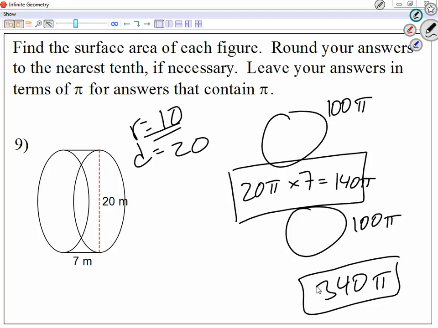Radius times radius. 10 times 10. Remember, the area of a circle is radius squared times pi. So it's always going to be the radius, you always multiply it by itself. So as an example, if the radius was 7, the circle would be 49 pi. Right, radius times radius. So cylinders are a little bit easier.